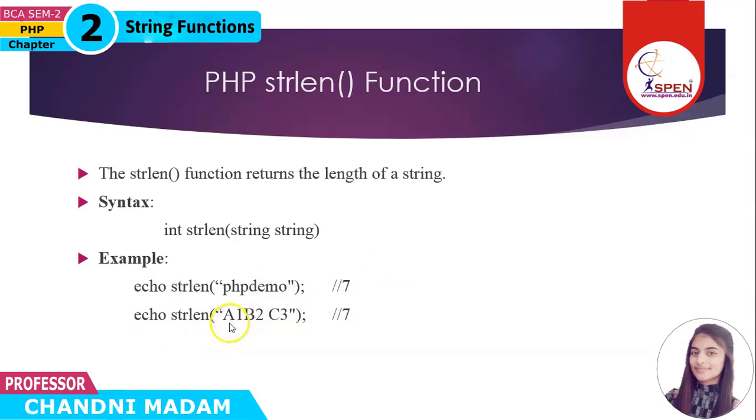Now we will pass A, 1, B, 2, and here is a space. So it will also calculate the space in your string. Now C and 3. So the length of the string is 7. Here the characters are 1st, 2nd, 3rd, 4th, 5th and 6th, but it will also count the space. So your length of string is 7.